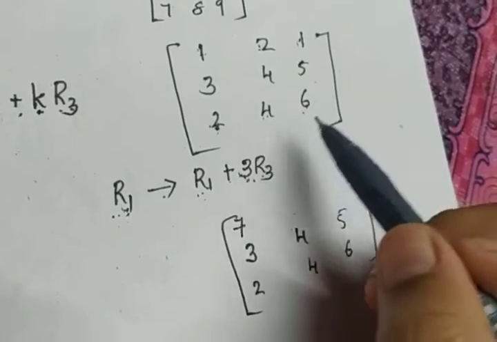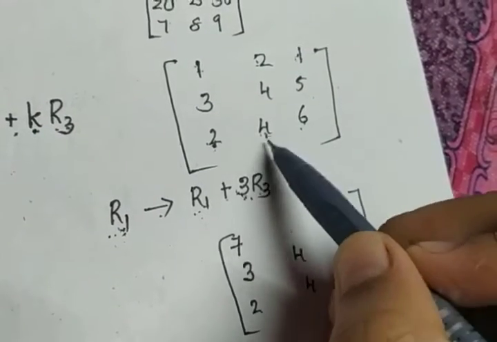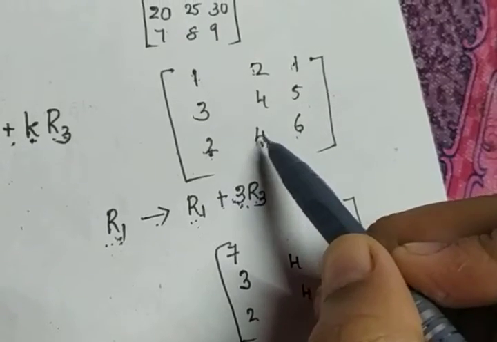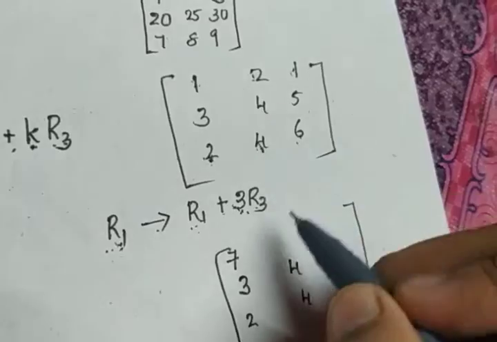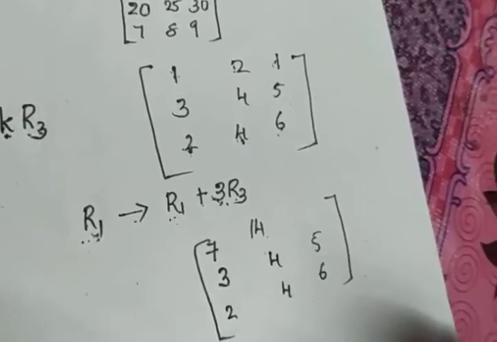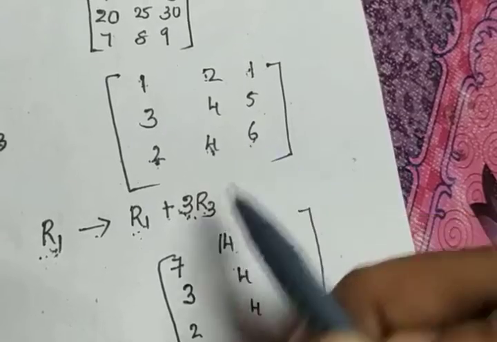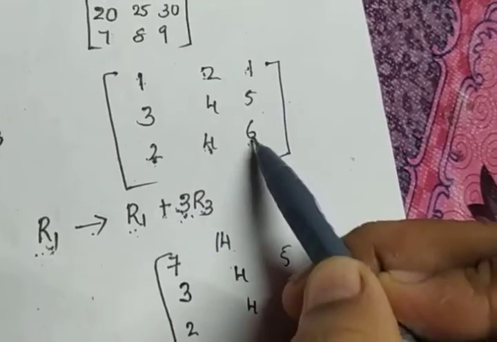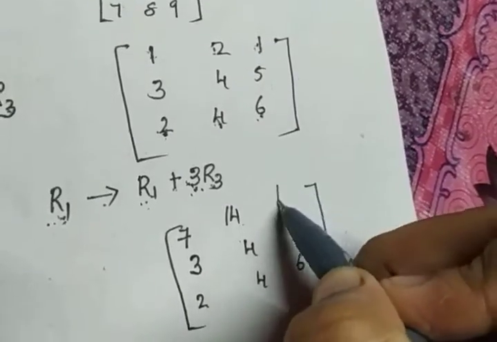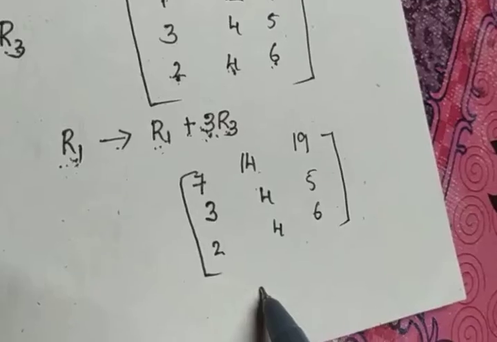What will be the second element? First multiply it with the 3. So 4 into 3 gives you 12. 12 plus the corresponding element 2 gives you 14. What about the third element? We have to multiply 6 with the 3. 6 into 3, 18 plus R1, so 18 plus 1, 19. So the matrix after elementary transformation will be like this.